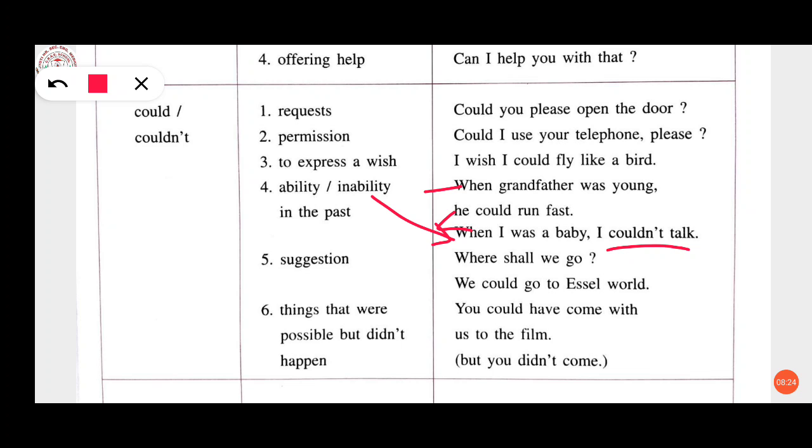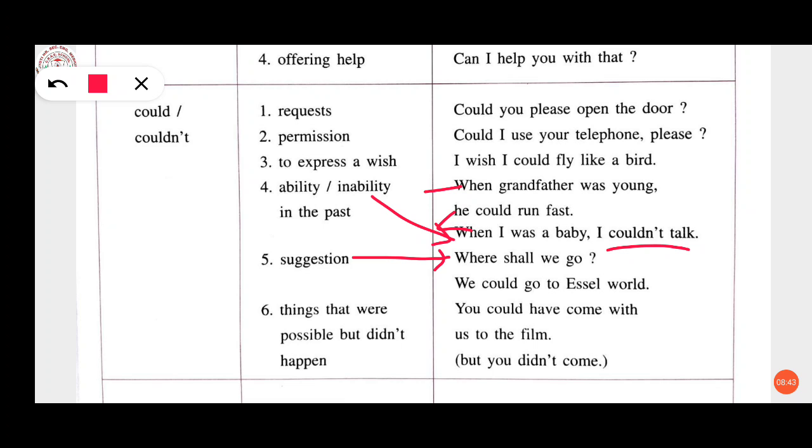Now the fifth one, that is suggestion. For suggestion: where shall we go? We could go to SL World. Where could you go? We could go to SL World. The suggestion is given by your friend, which we can say is a kind of recommendation or advice.